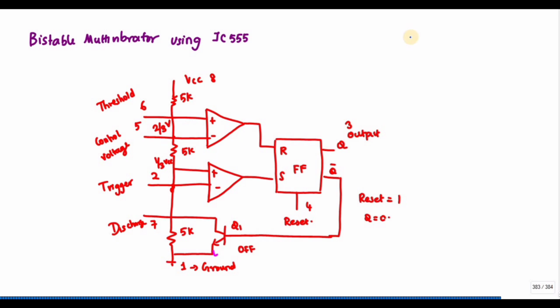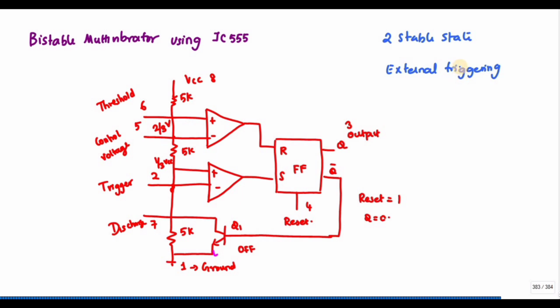It requires an application of external triggering. So it has two stable states, and it requires an external triggering pulse in order to change from one state to another state. Thus one pulse is used to generate the half cycle of a square wave and another pulse is used to generate the next half cycle of the square wave.